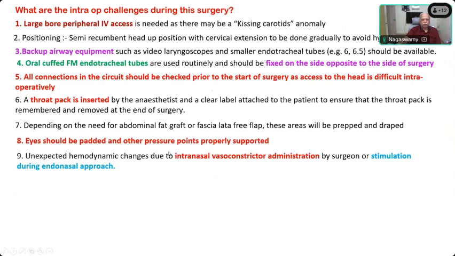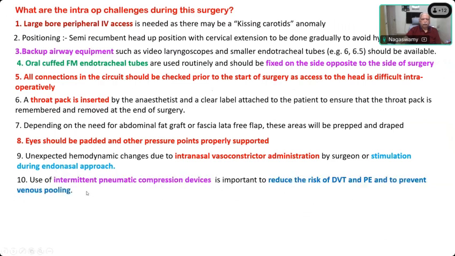Unexpected hemodynamic changes can happen during two stages. One is when the surgeon applies vasoconstrictors like xylometazoline or ephedrine nasal packs, which may cause an increase in blood pressure and heart rate, or stimulation during the endonasal approach. If the patient is not in the correct plane of anesthesia, that may also cause tachycardia and hypertension. And you have to put pneumatic compression stockings and compression devices on the legs to prevent the risk of DVT.